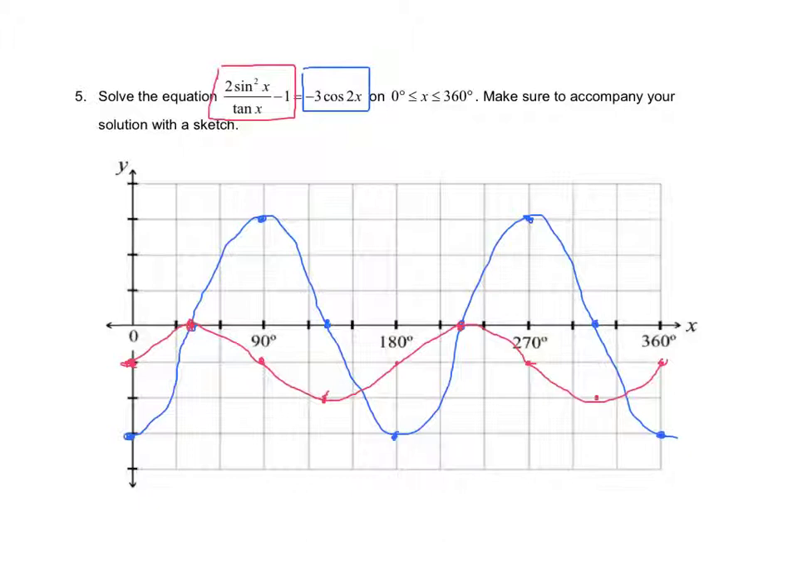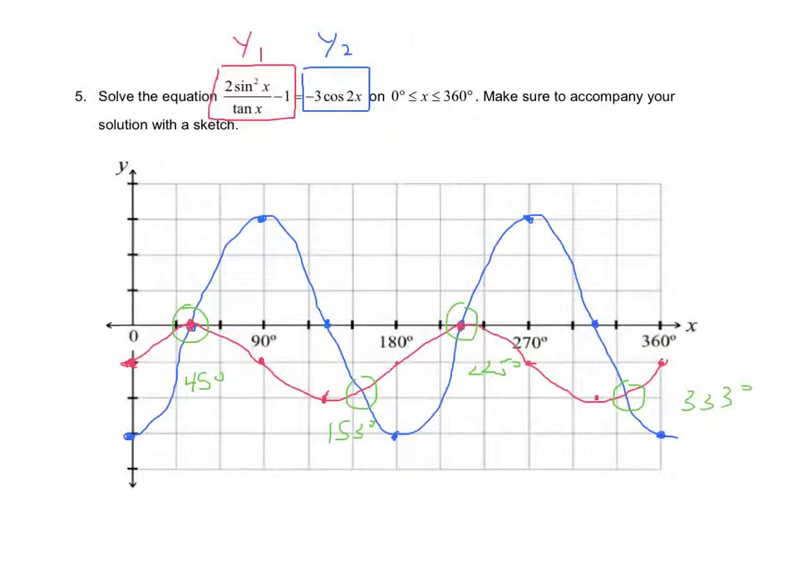So if you've drawn this in your calculator and you've put the red graph into y1 and you've put the blue graph into y2 and you've solved, you should get one answer here at 45 degrees, one answer here at 153 degrees, one answer here at 225 degrees, and your final answer here at 333 degrees.